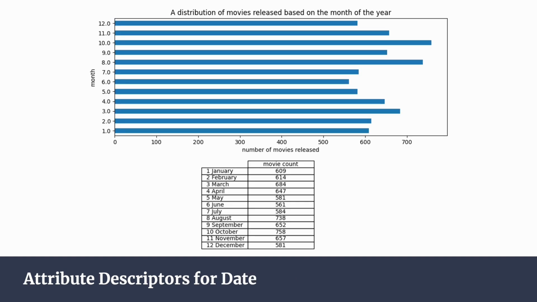Here we have the attribute descriptor for date. As you can see, this is the month that each movie was released. It's pretty even across all months. However, the month that has the most movies is October, followed by August.